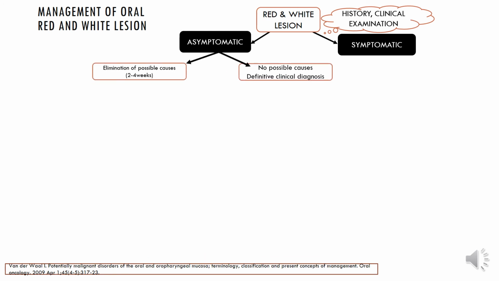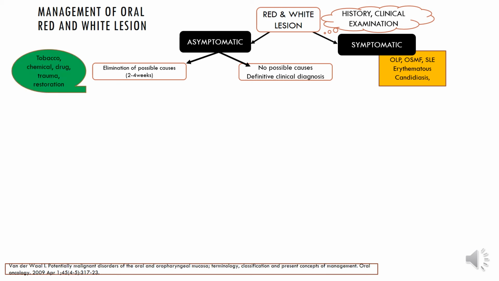If the patient is asymptomatic, you're looking at again eliminating possible causes. Give the case about 2 to 4 weeks time for the cause to be eliminated and the lesion to subside. On the other hand, you could have no definitive cause or no possible cause associated. If the patient is symptomatic, then you're already straight away looking at giving a differential diagnosis of one of the conditions. You could be having oral lichen planus, OSMF, which is showing you both red and white areas, SLE, erythematous candidiasis, and other examples, but I've just listed the most common ones here.